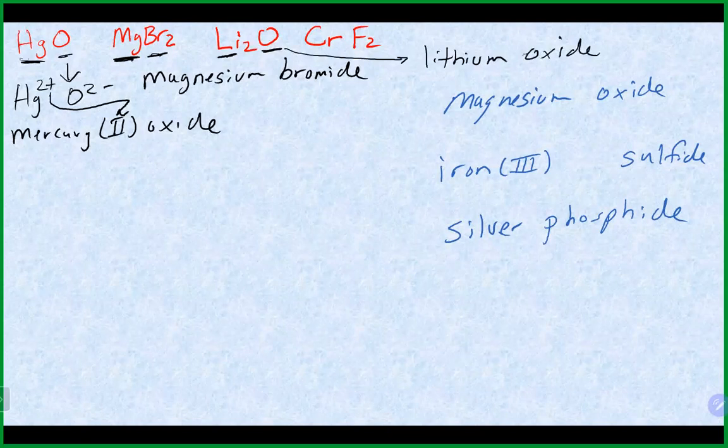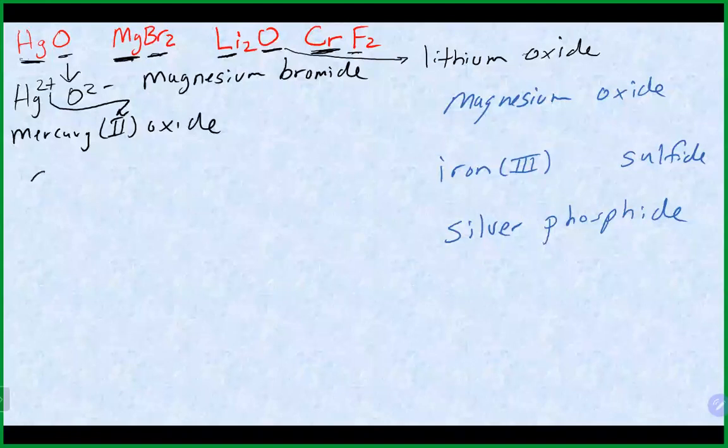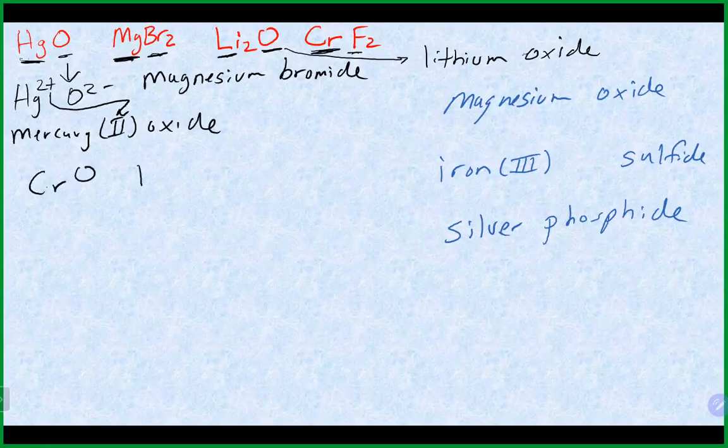Lastly, here we have chromium, which is a metal, and fluorine, which is a non-metal, so it's ionic. Chromium is a transition metal, which makes it a type 2. So in this case, we have 1 chromium, 2 fluorines. They're each group 7, which means they have a -1 charge each. That gives us a -2 overall charge. That means that the chromium here needs to be +2 to balance it out.